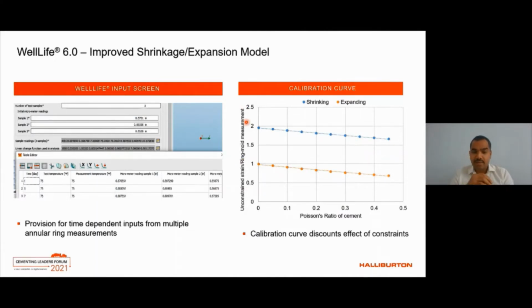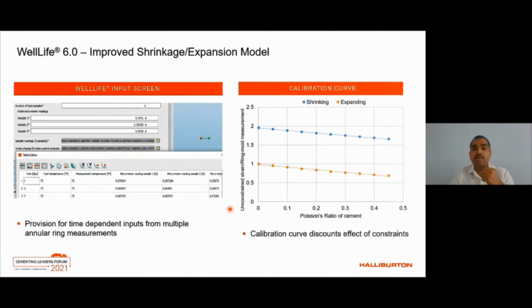The numerator is unconstrained strain, which I'm also calling free body strain, which is what has to go into the analysis as an input. And the denominator is the ring mold measurement that a lab technician would observe when they're performing the experiments. Armed with this kind of a calibration curve, when an engineer inputs a ring mold measurement into the WellLife input screen, the calibration curve would be used in the background to calculate the unconstrained strain, which then goes as input into the analysis.